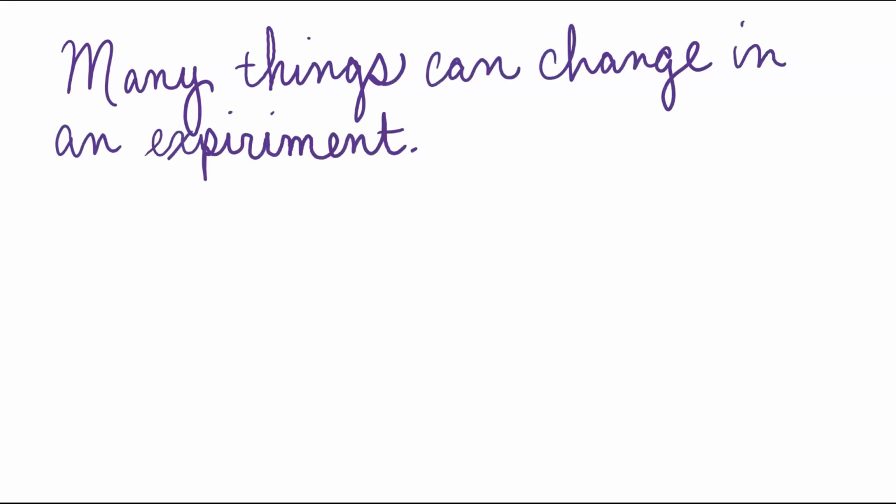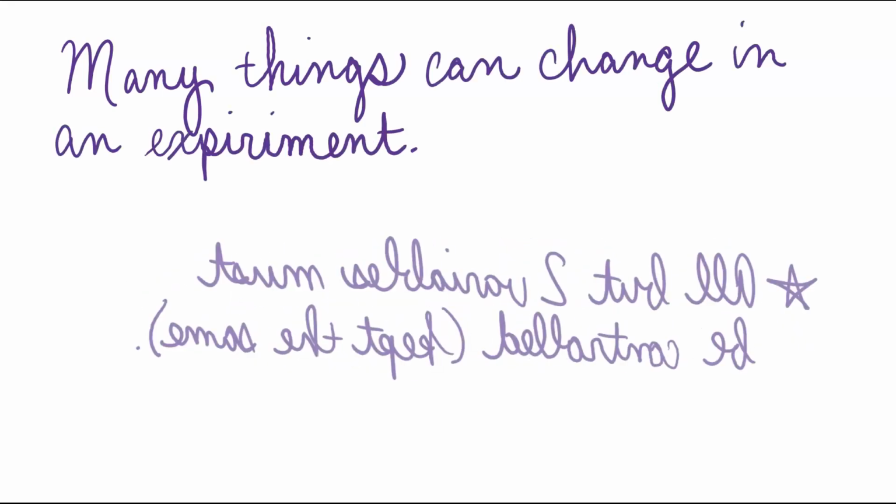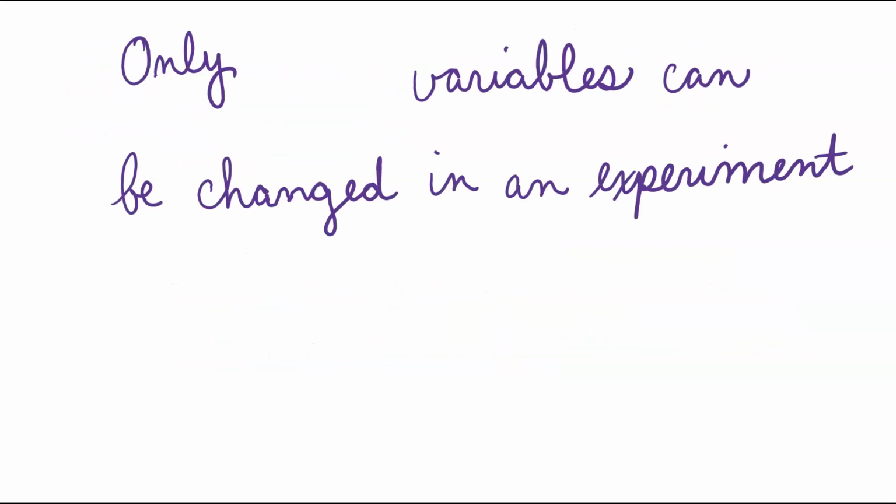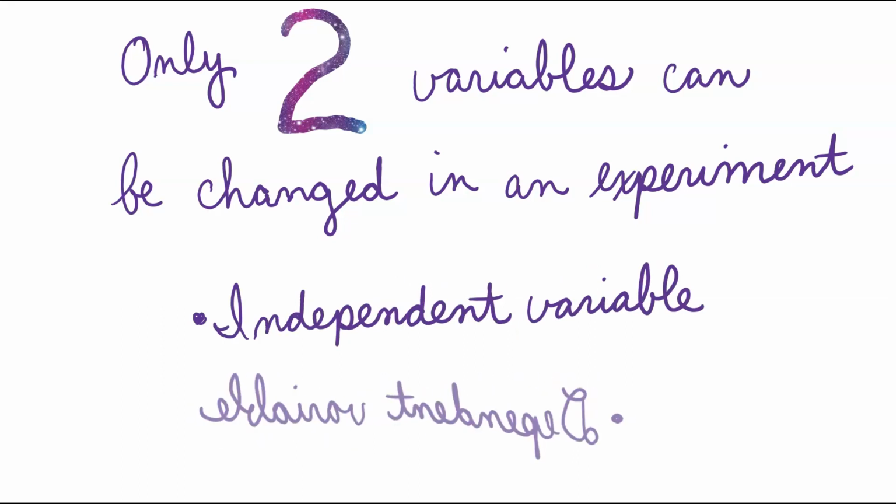Many things can change in an experiment. All but two of the variables must be controlled, which means they must be kept the same. Only two variables can be changed in the experiment. Those are the independent variable and the dependent variable.